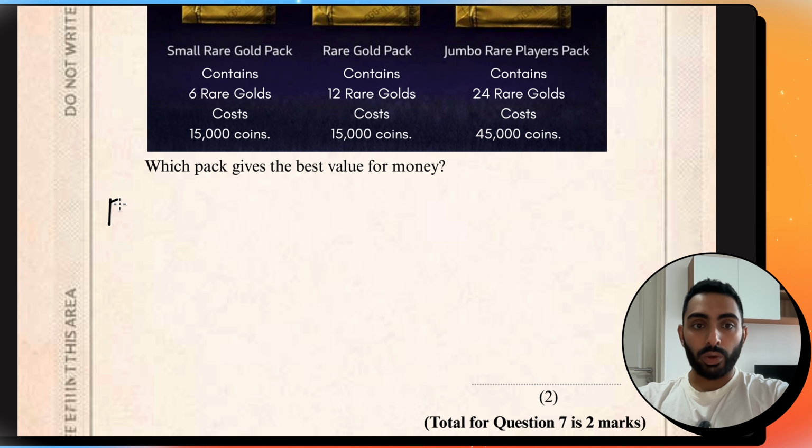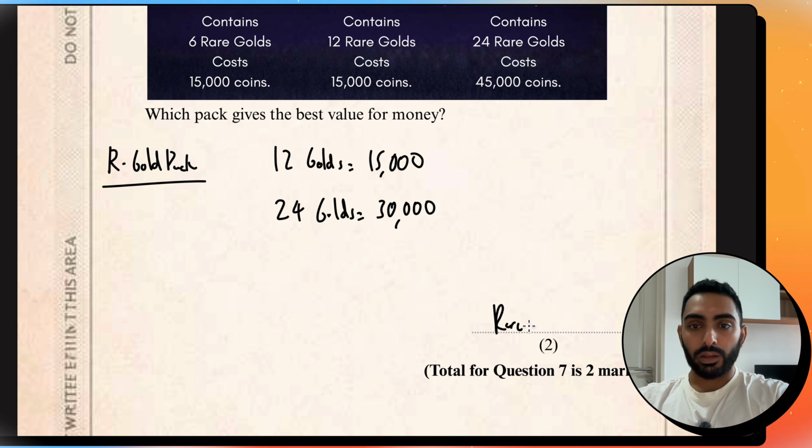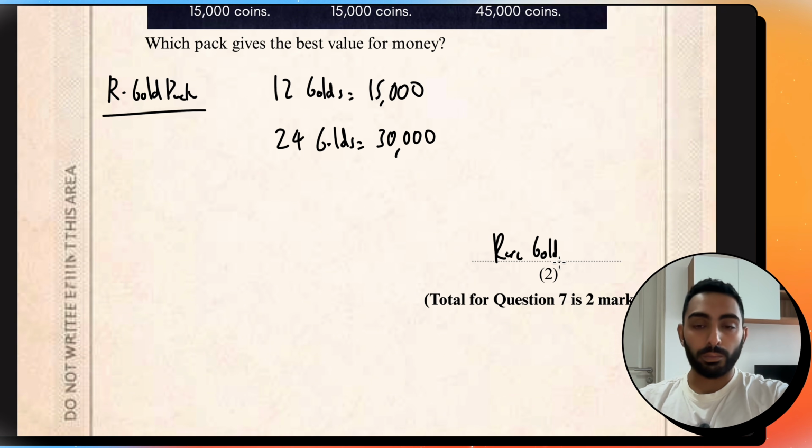We're focusing on the rare gold pack, and it says 12 golds equal 15,000. We want to find out the price of 24 golds, and then we can compare it with this one. 24 golds. If I double this, I get 30,000. That's cheaper than 45,000. That means it'd be better for us to get this rare gold pack. Better to buy 2 of them than buy 2 of these jumbo rare players.